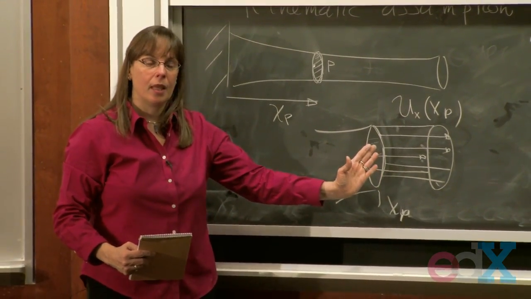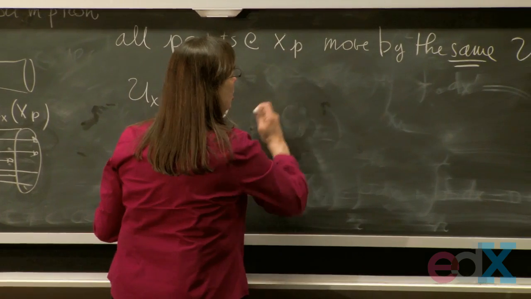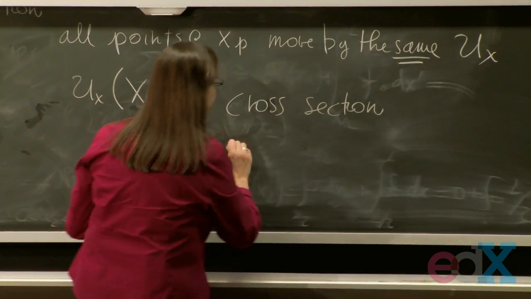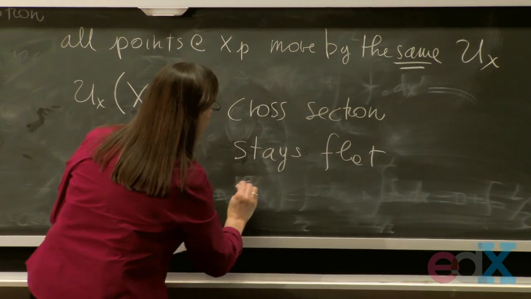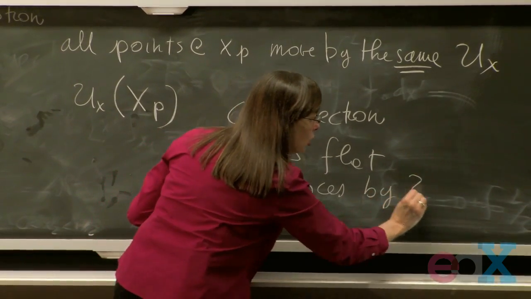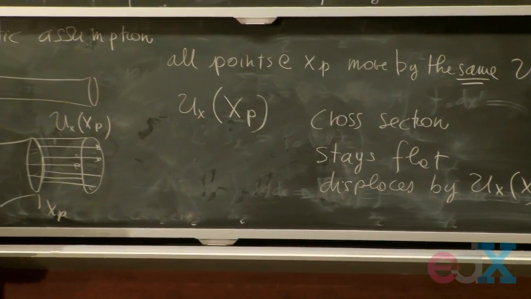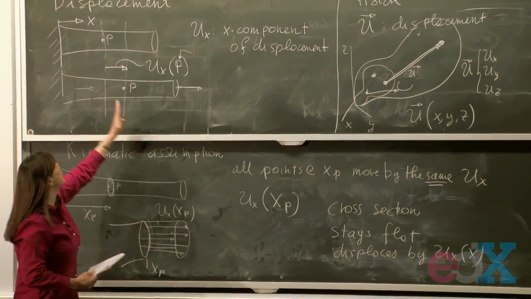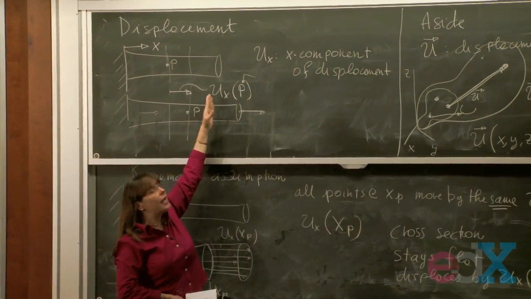You see? So the consequence of that is that the cross-section stays flat and displaces by ux of x. So different points, different sections along the bar will displace by a different amount. See, this section here doesn't displace much, the one next to the wall. This section here displaces by a lot.